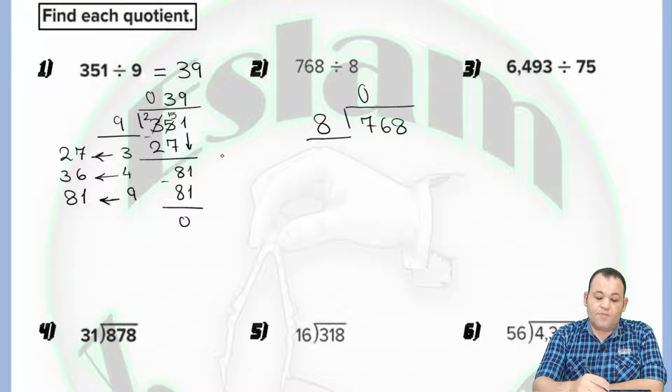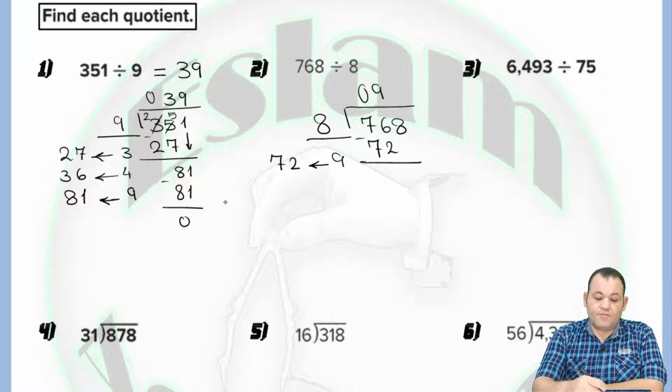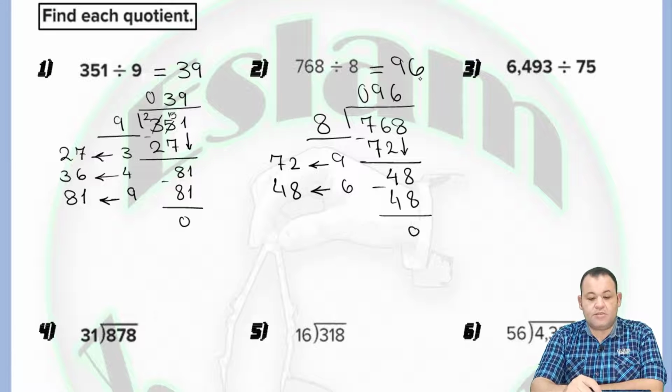Now 76. The closest number is 9, because 9 times 8 equals 72. We just write 9 up and 72 down. Now subtract. 6 minus 2 equals 4. 7 minus 7 equals 0. Bring down the next number, which is 8. 48 divided by 8. The closest number will be 6, because 6 times 8 equals 48. So we just write 6 up and 48 down. Now subtract, and it will be equal to 0. So the quotient now will be equal to 96.